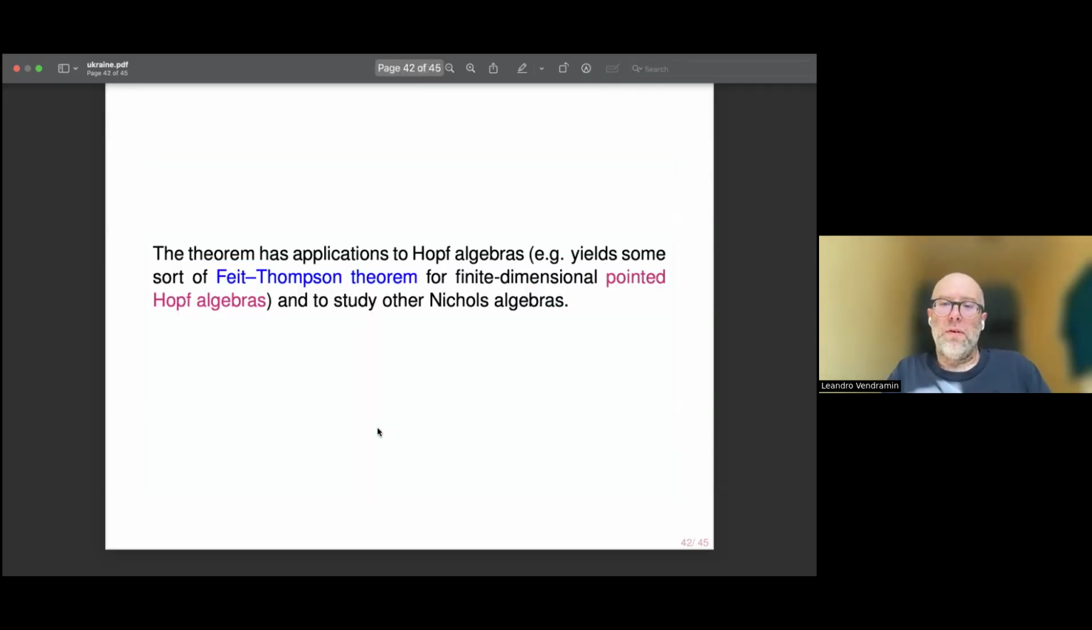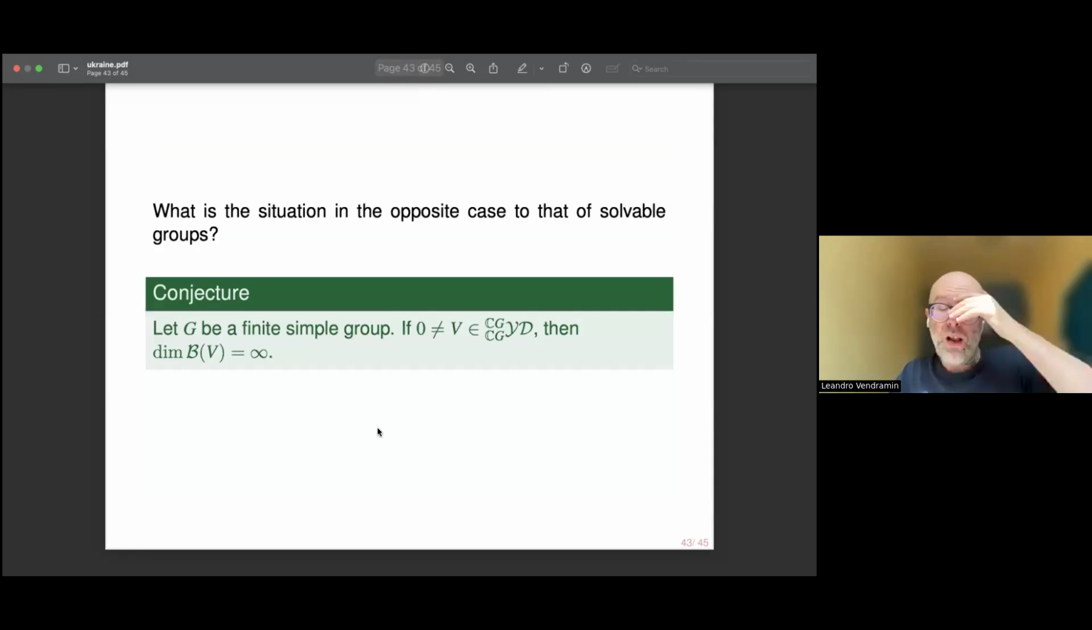And yeah, so this has a very nice application to the theory of Hopf algebras, because as an application, you can get some sort of Feit-Thompson theorem for finite dimensional pointed Hopf algebras. So essentially a theorem like this, right? If you have a pointed Hopf algebra of odd dimension, then you can have a very precise description of this Hopf algebra. Okay?